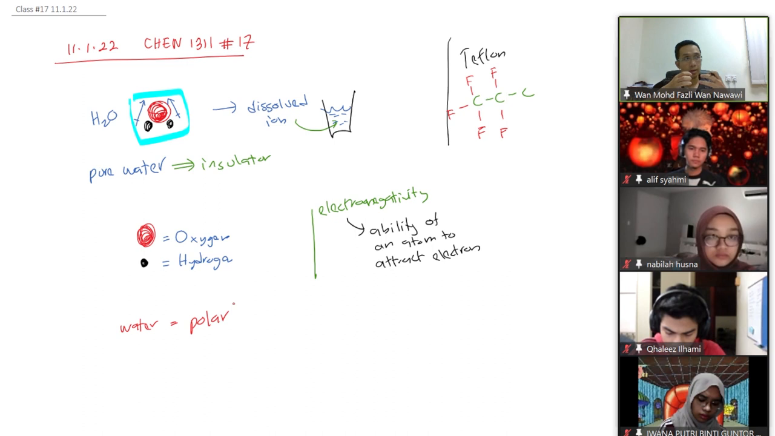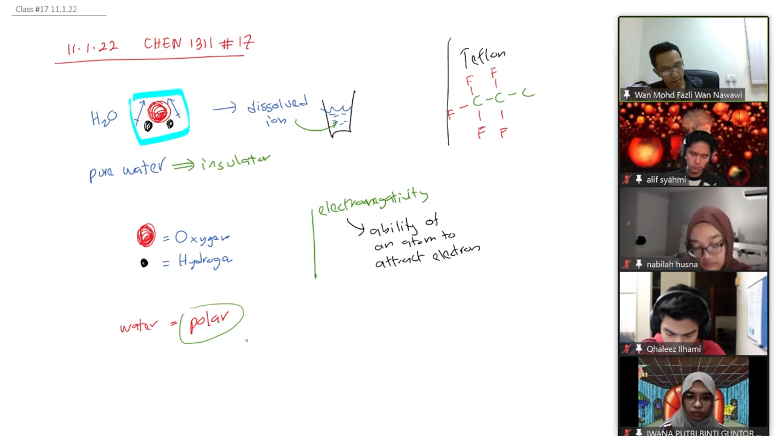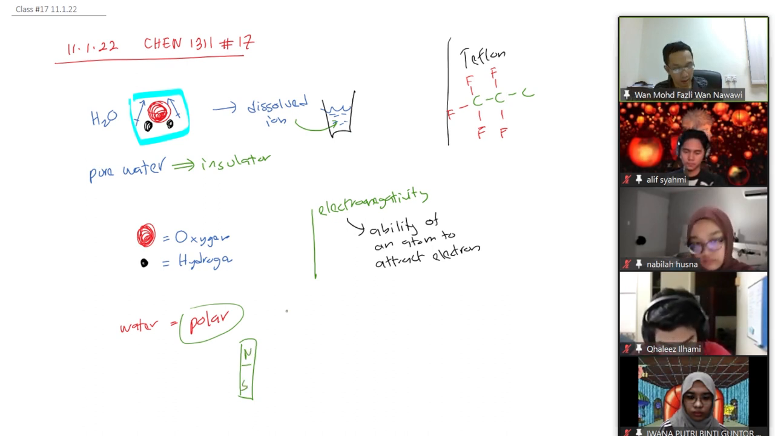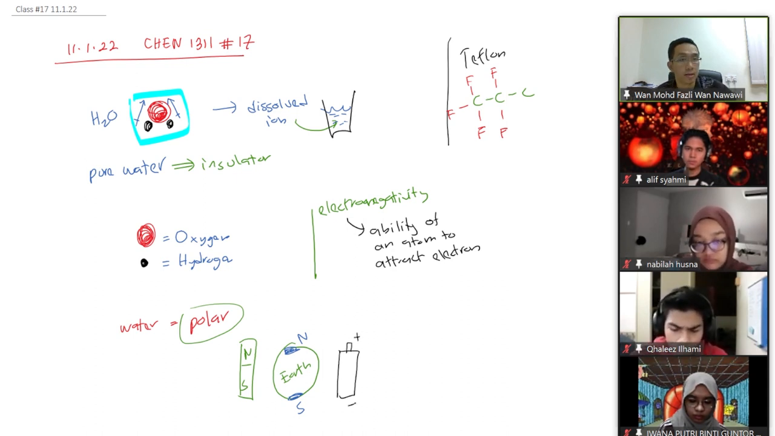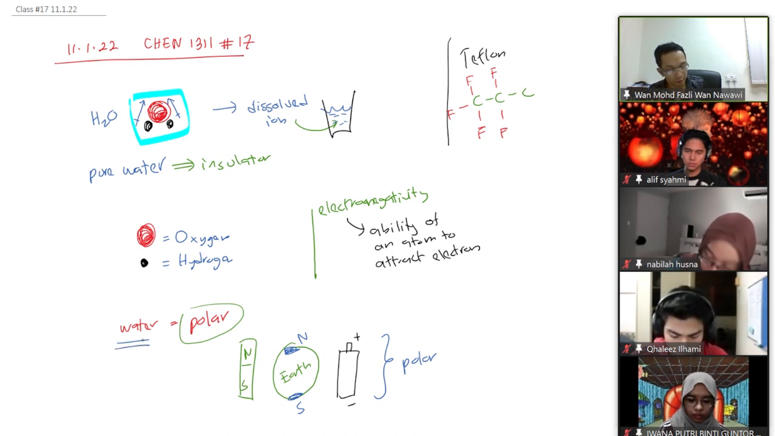It's as if the electrons stay on the oxygen rather than on the hydrogen. Polar is like a magnet: you have a north and a south, both poles. Also the earth has a north pole and a south pole. In a battery you have a positive and a negative. When you have these two parts that are totally different, we call that polar.